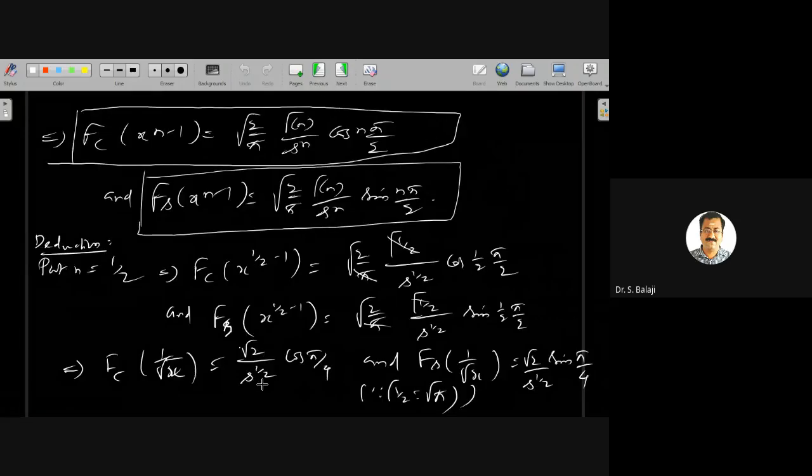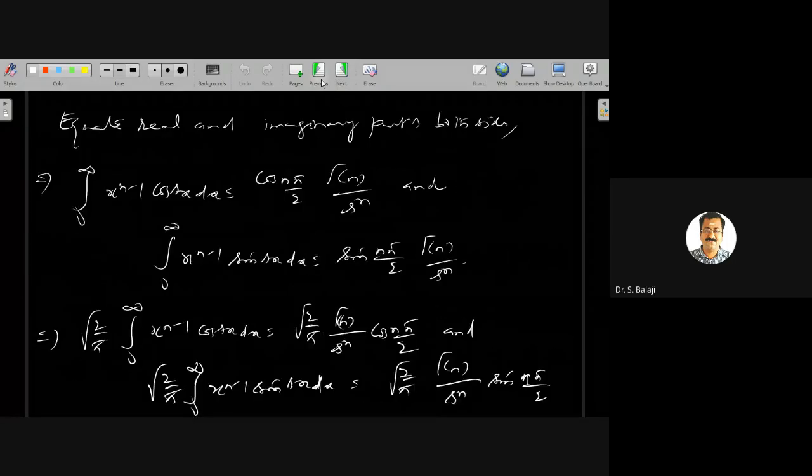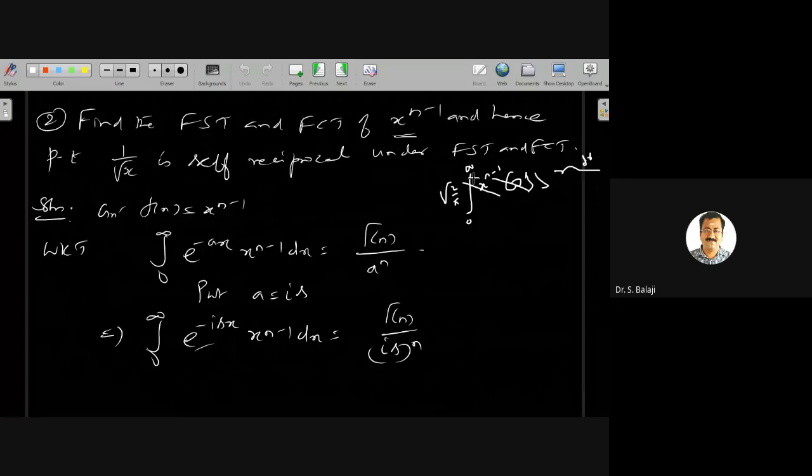Just put n equal to 1 by 2 in the obtained result, and you can get all the required deductions. This problem is also very, very important. Here you are not using the definition directly, because it may go up to n minus 1 derivatives. Instead of moving that way, you can get this idea.